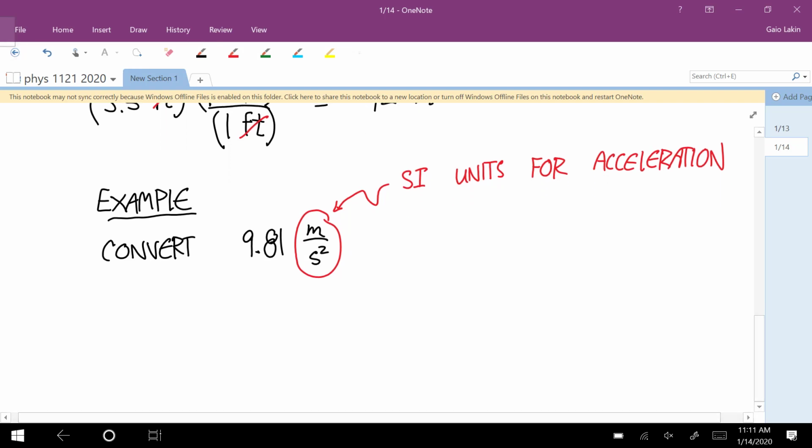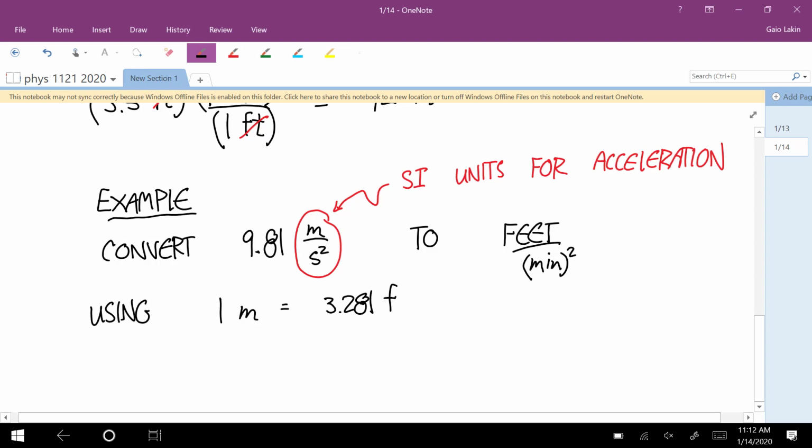So we want to convert this to units of feet per minute squared, using the fact that 1 meter is equal to 3.281 feet, and 1 minute is 60 seconds.